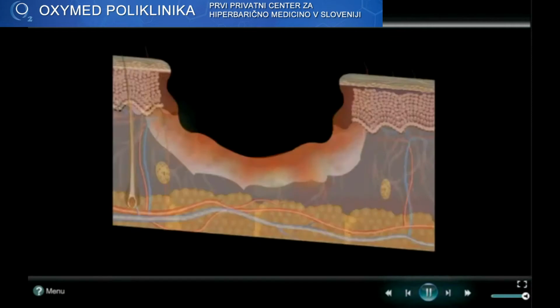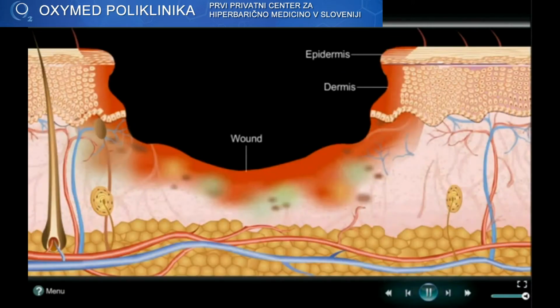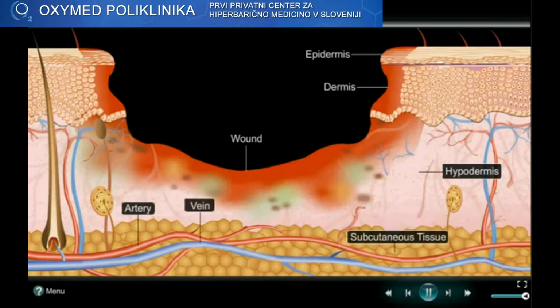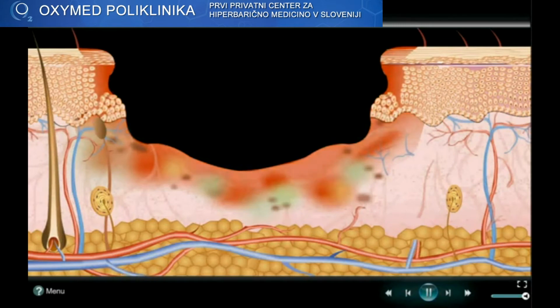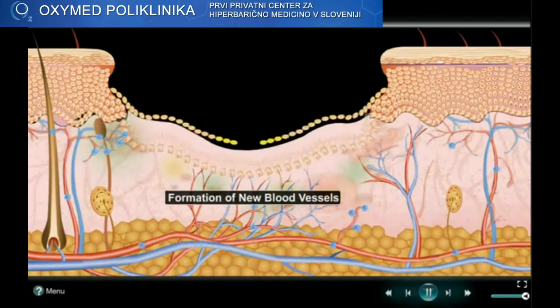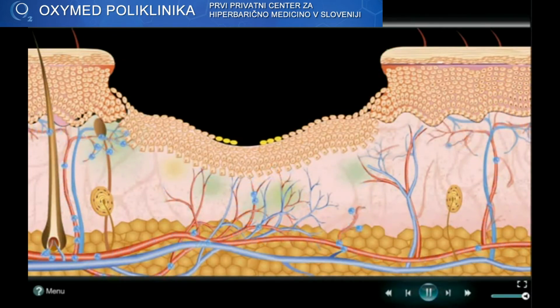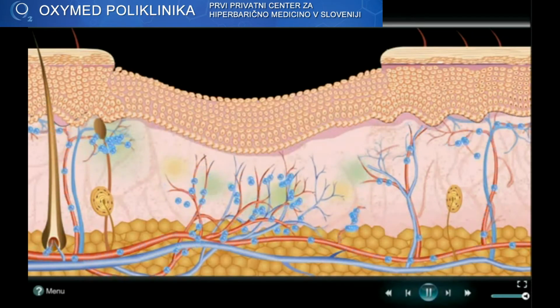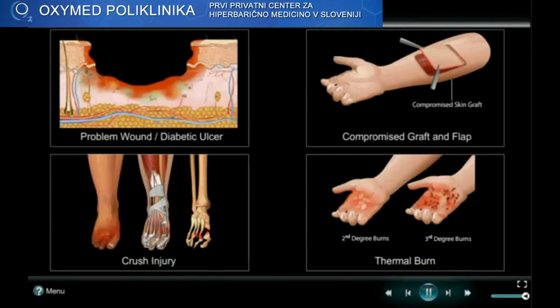Hyperbaric therapy is effective in improving tissue hypoxia, or low levels of oxygen in the tissue, which is a common problem in all chronic wounds. The therapy increases the oxygen concentration around the wound, resulting in formation of new blood vessels. Additionally, hyperbaric oxygen stimulates many cells important for healing, such as the formation of new skin cells that help to close the wound. Hyperbaric therapy can be used to treat problem wounds, including diabetic ulcers, compromised skin grafts and flaps, crush injuries, and thermal burns.